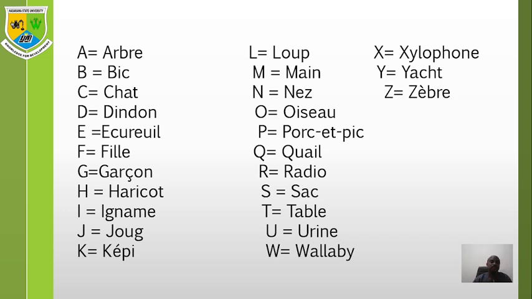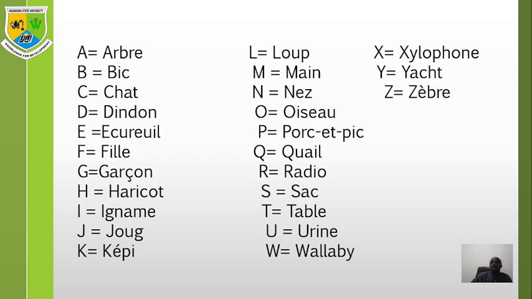J means you. You for J. K, kepi. Kepi means face cap. L pour loup. Loup means wolf in English. M, mite. M pour mite. Mite means ant. N, nez. N pour nez. Nez means nose.